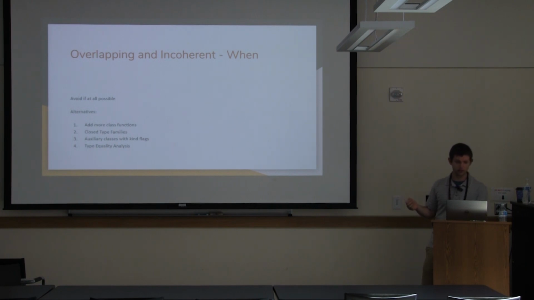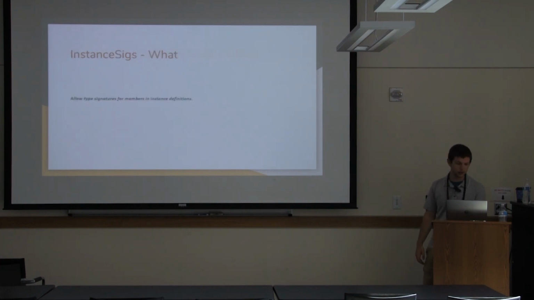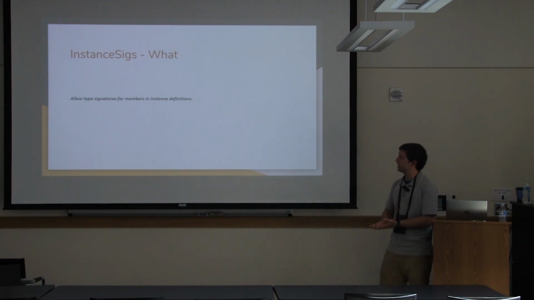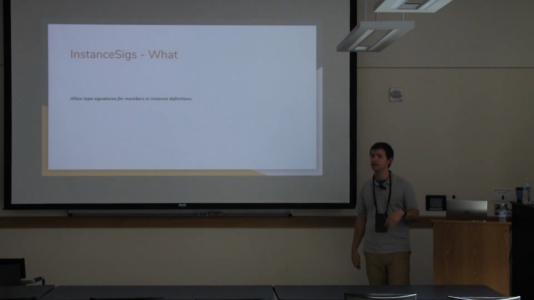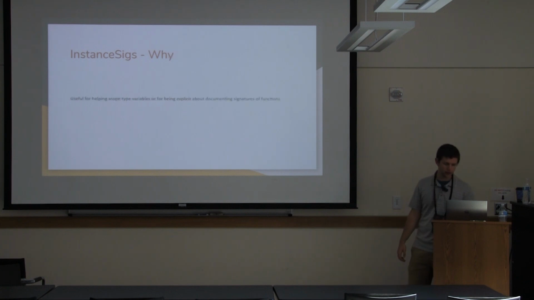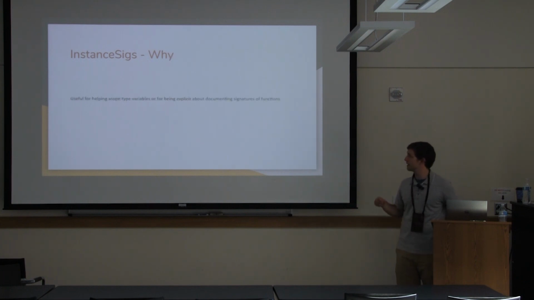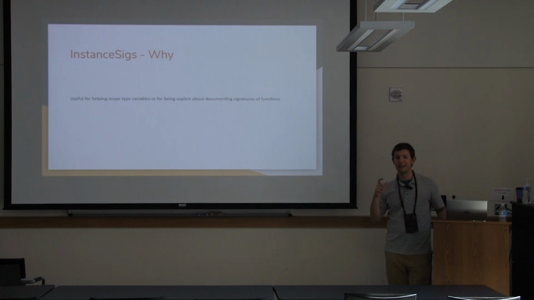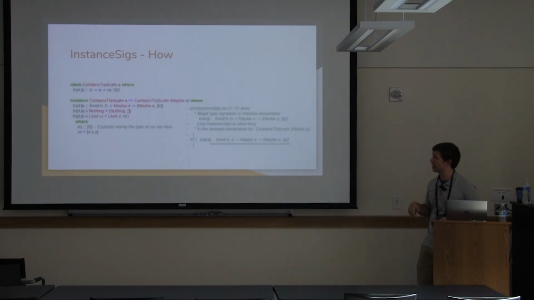All right. So the next thing, we're going to move off of this topic and move on to another extension. So this one is instance signatures. What these do is they allow type signatures inside of the instance definition. The real reason these are useful is that you want to be explicit about certain type variables inside the documentation of your function. And this is really useful in combination with scoped type variables.